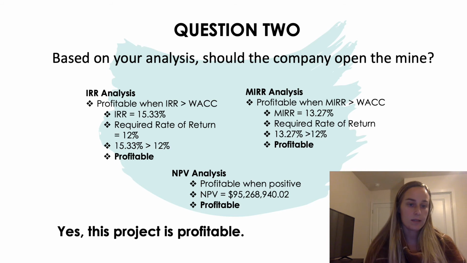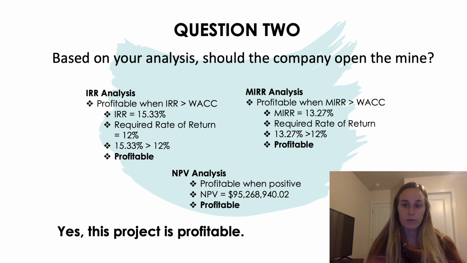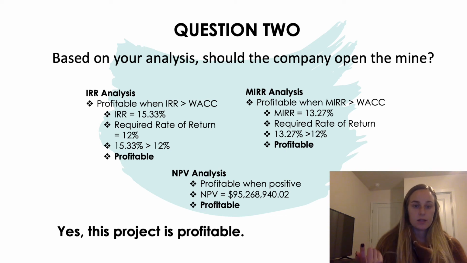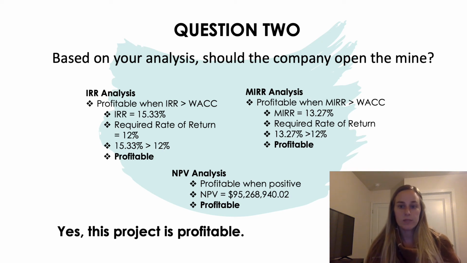In this case, our required rate of return is 12% and our IRR is 15.33%. So from an IRR standpoint, it's profitable. MIRR, again, same thing. It's going to be profitable when it's greater than our WACC or greater than our required rate of return. Our MIRR, which is probably a little more accurate, went down from our IRR to 13.27%, but it's still above our required rate of return of 12%. So from an MIRR standpoint, it's profitable.